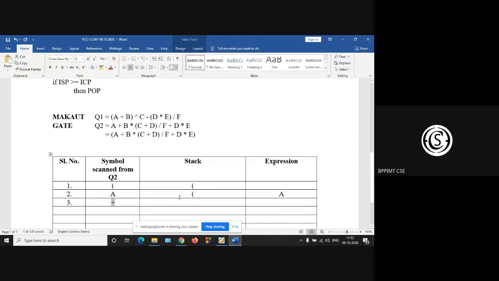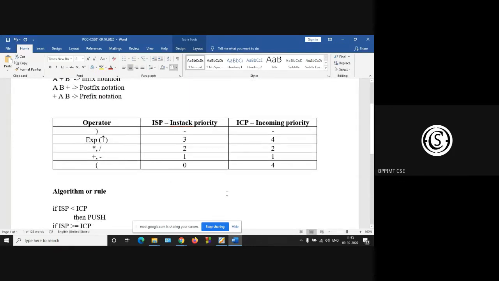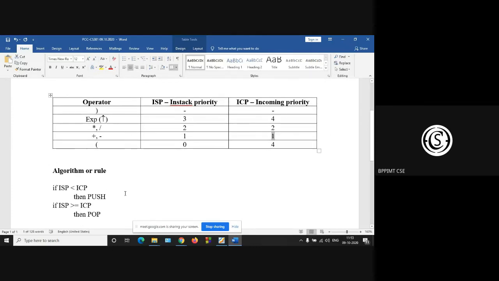Now, in the stack there is an opening bracket. So for the opening bracket, the in-stack priority is 0. And for plus, the incoming priority is 1. So should we push or pop? What will be the appropriate operation? Push or pop?